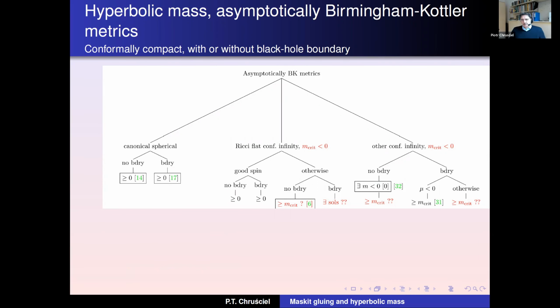I just wanted to show you how much more complicated the question of mass and its sign is when you are in the asymptotically hyperbolic case. In the asymptotically flat case, well, you have the positive energy theorem, right? So the energy-momentum vector is future pointing time-like, and that's it, right? And so there's no options. Now here, if you look at the class of asymptotically hyperbolic metrics, because you have these various topologies at infinity, there are a lot of cases which occur.